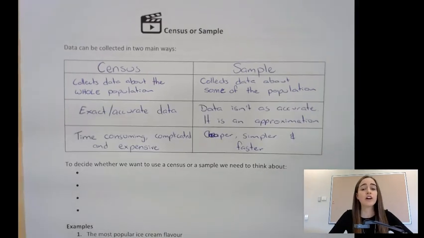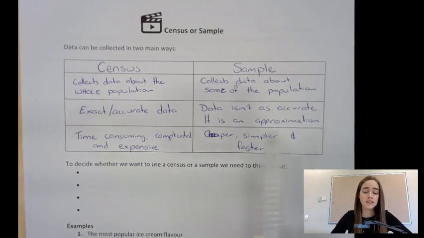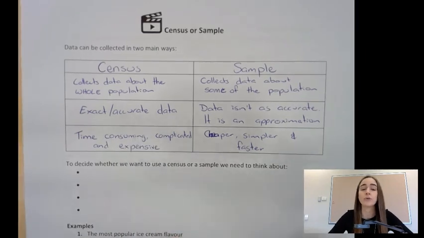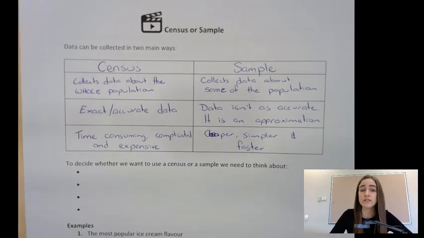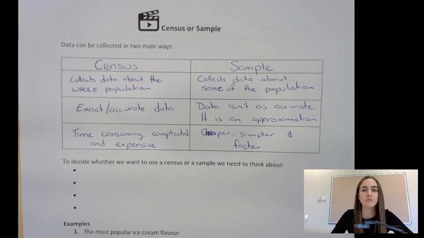So when we are trying to decide whether we want to do a census or a sample, there's lots of different things that we need to have a think about. So we need to think about how exact or accurate we need our data to be. So we need to think about what we're going to use the data for. We need to consider how much time we have, how much money we have to spend, and how many people we have in order to put resources towards collecting this data.